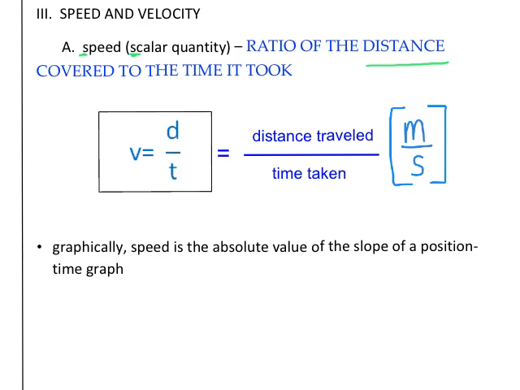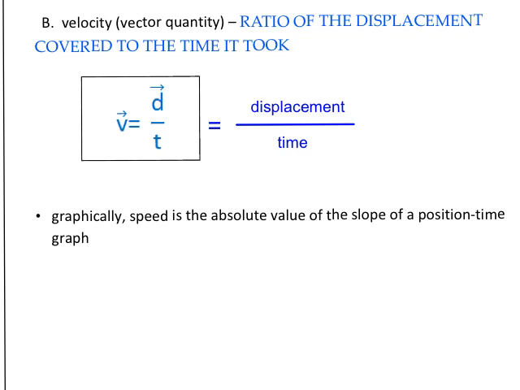Eventually we're going to work with graphs as well, and when we get to position time graphs, you'll see that the speed is going to be the absolute value of the slope. So I hope you remember how to find the slope of a straight line because we're going to be seeing that later. Next, we have velocity, and you'll notice that it's really similar to speed, but we're replacing the word distance with displacement. And notice on the formula, we now include the vector notation for our vector quantities that are in that particular formula. So again, we're looking at a ratio, so we know there's going to be a fraction, and it's of displacement to time.